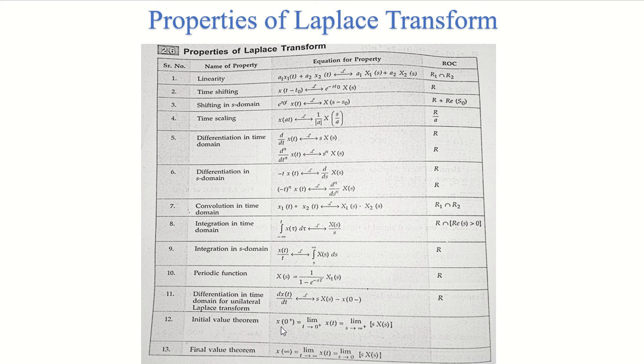Then we have the final value theorem, and it states that if we have x of infinity, you can take the limit of t tends to infinity of x of t, and the output of it will be the limit of s tends to 0 of s x of s. That is your final value theorem. So these are the properties of the Laplace transform. The last two properties, initial value theorem and final value theorem, are very important. Whenever you do the sums, you will be using them very, very widely.